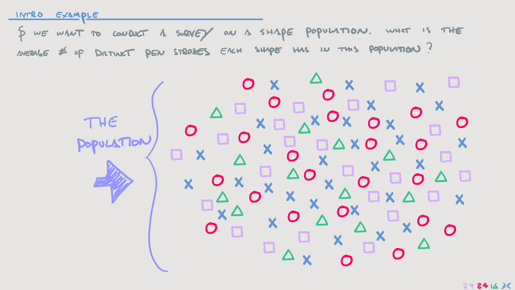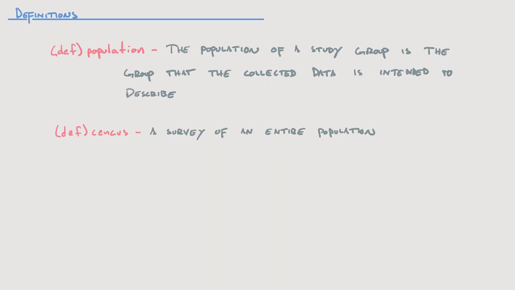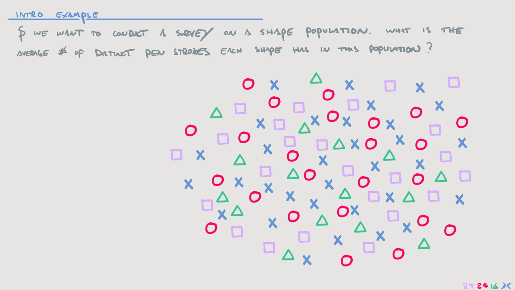If we survey the entire population, then what we're conducting is actually called a census. It's a survey of the entire population. So if we were to count every single one of these things and then add up all of the distinct pen strokes for all of them, and then divide that by the total number of shapes, that would be the census. We'd be using that whole population to find this average pen stroke per shape.